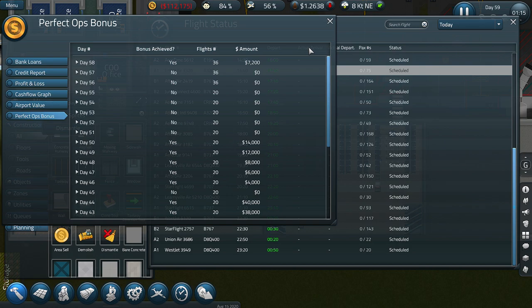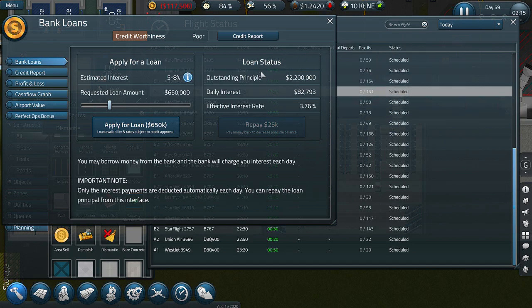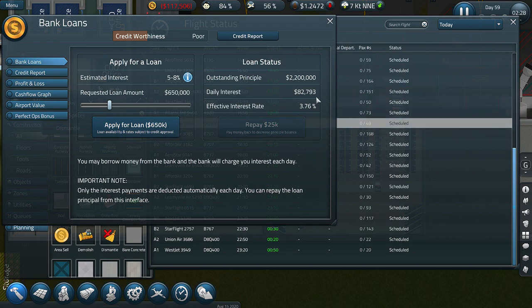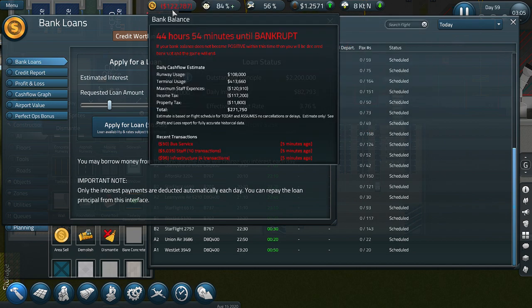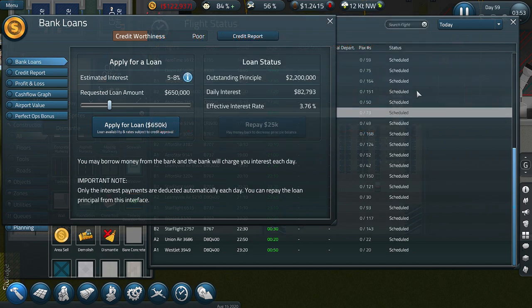I think it's multiplied by 2 each time? Don't know. We'll find out. Maybe. So, what we need to do now is pay off the loan. We still owe $2.2 million, because we're paying $83,000 a day in interest. And as you can see, our bank balance, not all that great. And if we don't get it up above the red in 44 hours, game hours that is, we'll lose. Not good. So, let me take care of that, and we'll be right back.